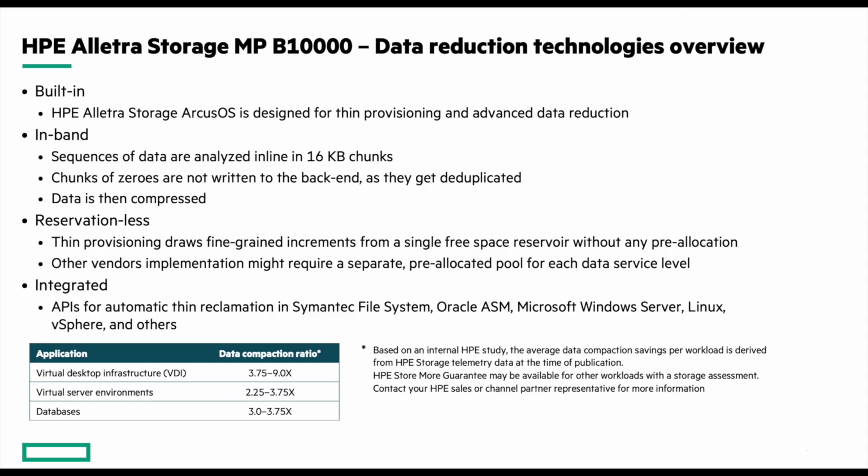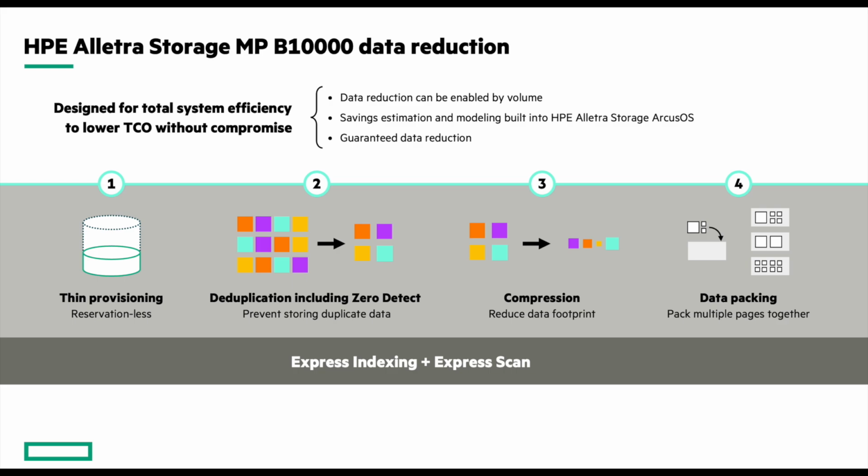Let's start with deduplication and compression. Two must-have features that maximize storage efficiency and lower cost. These technologies have evolved to the point where vendors, HPE included, confidently provide data reduction guarantees. And in HPE's case, it's a 4-to-1 data efficiency guarantee for block workloads.